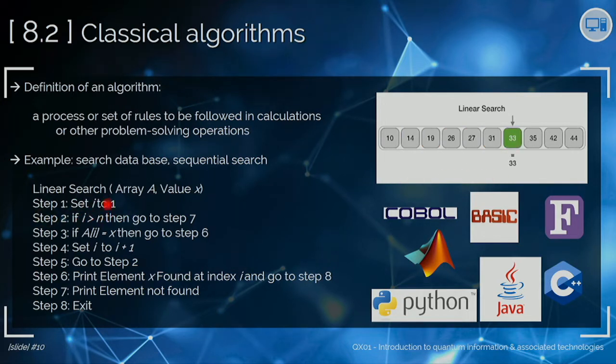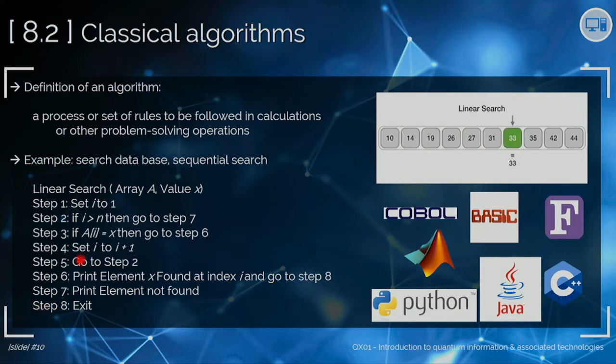Step 1, set I to 1, so you start with the first one. Then if I is bigger than the array length, you stop, because that means you went through all of them. So you go to step 7, print element not found, because you've been through all of them and didn't find it. Otherwise, if A[I] equals X, that means you found the number you're looking for at register I. Then go to step 6, which is print element X found at index I, and go to step 8, exit.